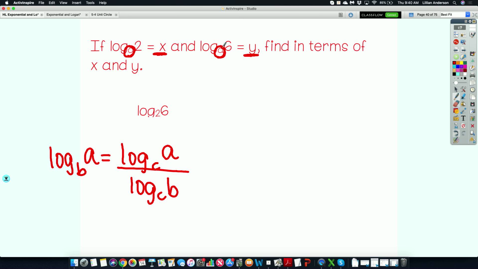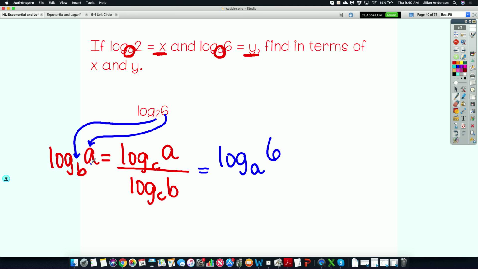So when I match up this logarithm to the formula, the 2 is the B, and the 6 is the A. So then that means it's going to go into the change of base formula like so. Log with the base of A, because that's what I wanted to change it to, of 6, because this is the same, over log base A of 2. That's how you use change of base formula. And you can change it to any base you want.